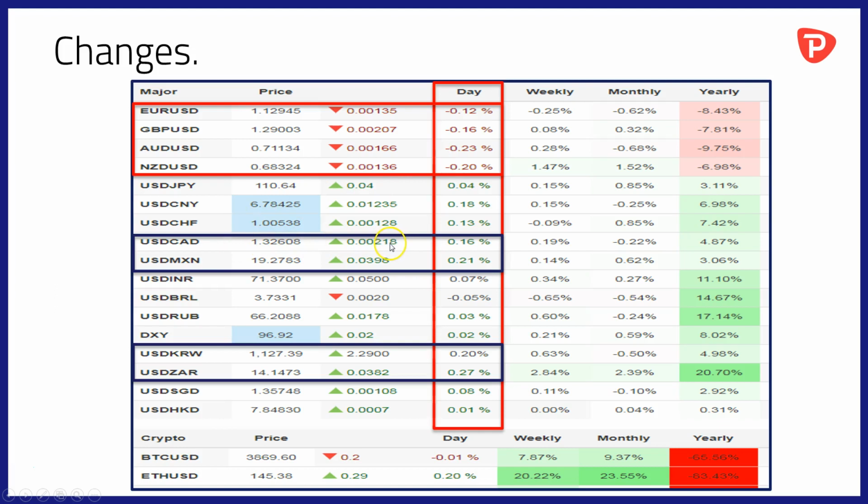The dollar was also on the front foot against the Canadian dollar and the Mexican peso yesterday, gains there of 0.16% and 0.21% respectively. And we also saw the dollar continue to take money off the South African rand and edge higher against the Korean won. Dollar index for its part largely unchanged, trading at 96.92 shortly before we recorded the video.